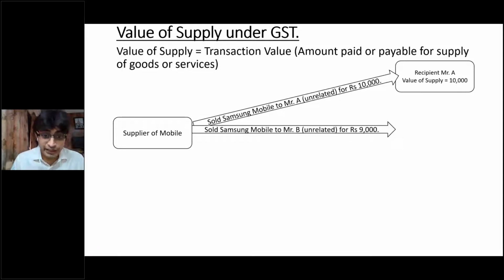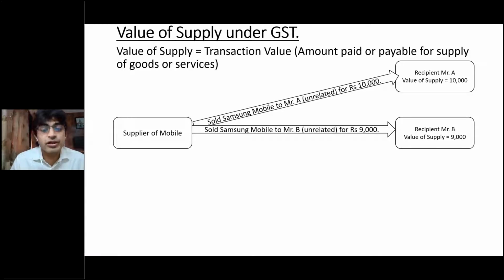Similarly, the same mobile is sold to Mr. B for 9,000 rupees. I sold it to A for 10,000. What shall be the value of supply? Are the supplier and Mr. B related? No. There is only monetary consideration. Hence, the value of supply shall be 9,000, the amount for which I sold the mobile.